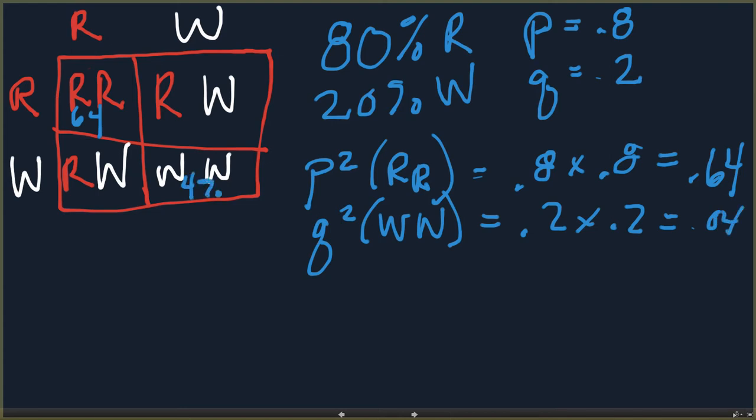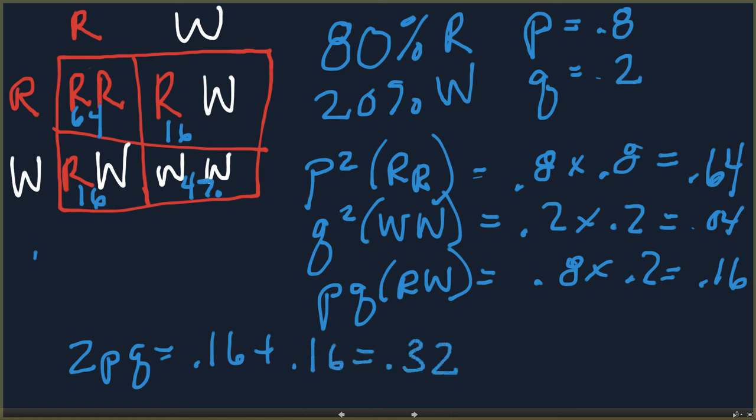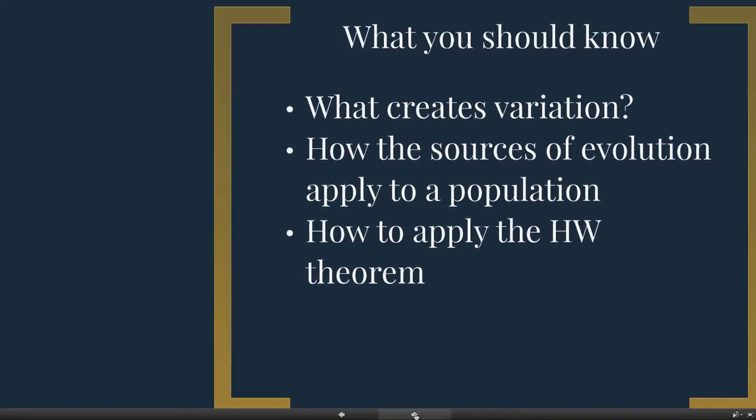And then we can find our heterozygous, which is going to be pq, that's going to be RW, that's going to be 0.8 times 0.2, which is going to give us 0.16. So this is 16% of the time, and this is 16% of the time. Since it's 2 of them, it's going to be 2pq. The possibility of being heterozygous for this trait is going to be 0.16 plus 0.16, giving us 0.32. 32% is going to be the heterozygous in this case. These are the things that you should know.